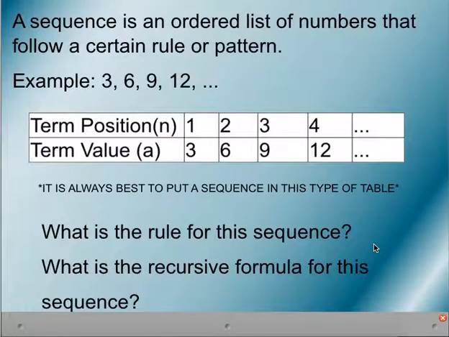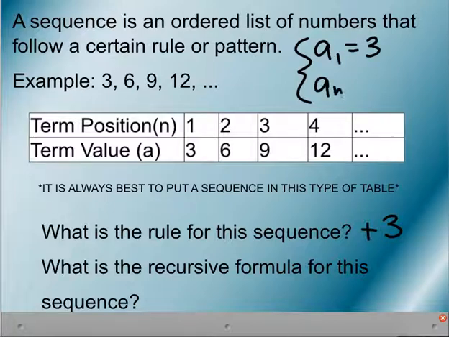So let's try this out. If we have 3, 6, 9, 12, what is the rule for this sequence? Really all we're doing is adding 3 to each term. So what is the recursive formula? Well, remember we need two parts, and I'll write it up at the top of the page. We need our first term, which is 3.